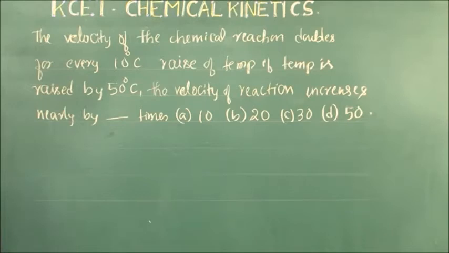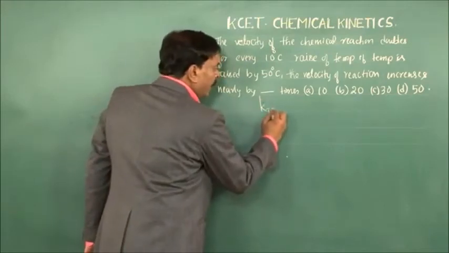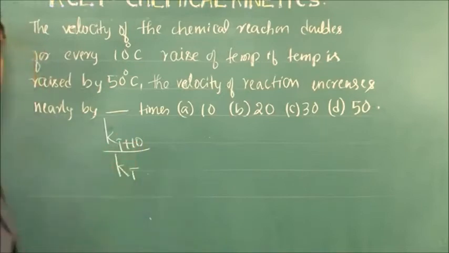This leads us to the concept of temperature coefficient of a reaction. And temperature coefficient of a reaction is the ratio of the rate constant of a reaction at 10 degrees higher temperature to the rate of the reaction at a given temperature. The velocity of the chemical reaction doubles for every 10 degrees centigrade rise of temperature.